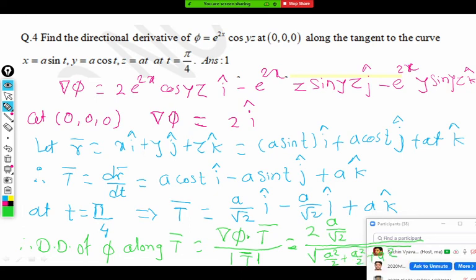So what happens, the numerator, I will write it here, one of the root 2 gets cancelled, the numerator will be left as root 2a. And the denominator, a square by 2 plus a square by 2 is a square, plus a square is 2a square, so that also goes to root 2a, and we'll get the answer as 1. So the final answer is just number 1, the directional derivative of phi along the vector t bar. If any doubt is there, you can ask, because it is a little different question.